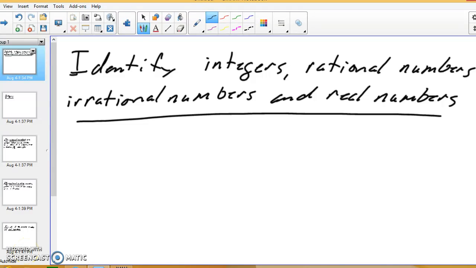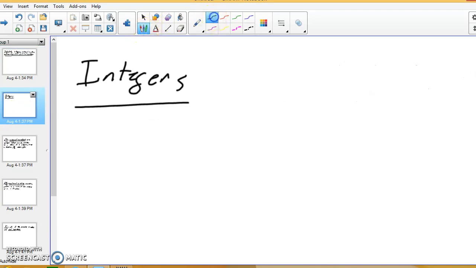In this lesson, we're going to learn how to identify integers, rational numbers, irrational numbers, and real numbers. And these are all just different kinds of numbers, different ways of categorizing different numbers that we use. Okay, so the first one is integers. So we've been introduced to integers already. The integers are just simply the positive and negative whole numbers.